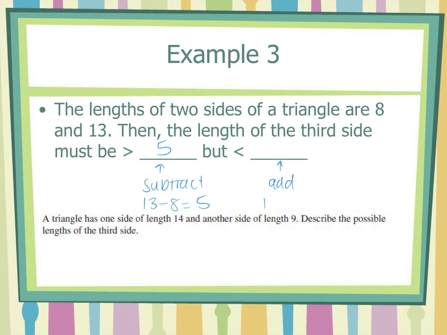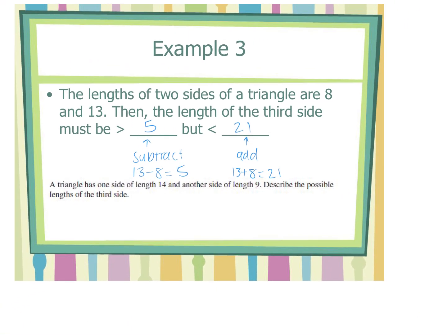And if you added them, 13 plus 8 gives you 21. It must be smaller than 21, because if it was bigger than 21, then it would not satisfy the triangle inequality theorem, okay? I would also like you to write, a lot of the times you're going to see your answer as 5 < x < 21, with x representing that third side. It needs to be between 5 and 21. So subtract to find the lower limit, add to find the higher limit if you're given two sides of a triangle. So x can be any value between 5 and 21.